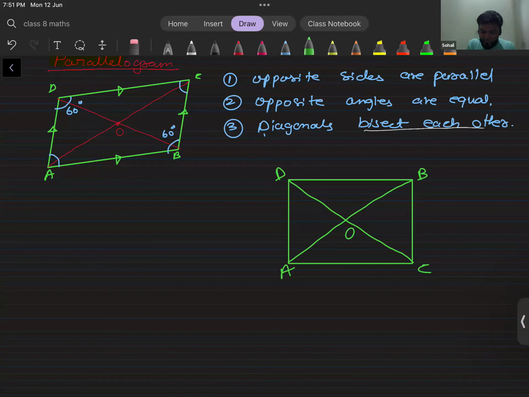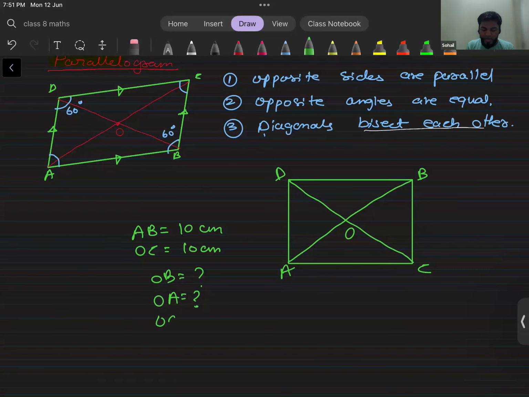Now, I'm telling you guys that the length of diagonal AB is 10 centimeter, and the length of diagonal DC is also 10 centimeter in here. Now tell me what is the length of OB here? What is the measurement of OB, OA, and OC in this? Yes, sir. Ahmed and Arhan.